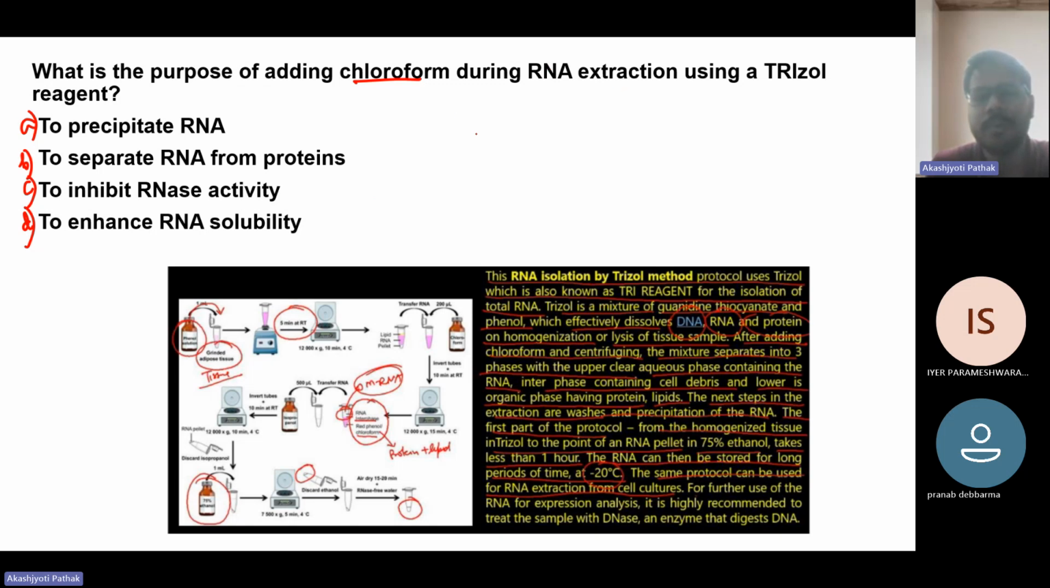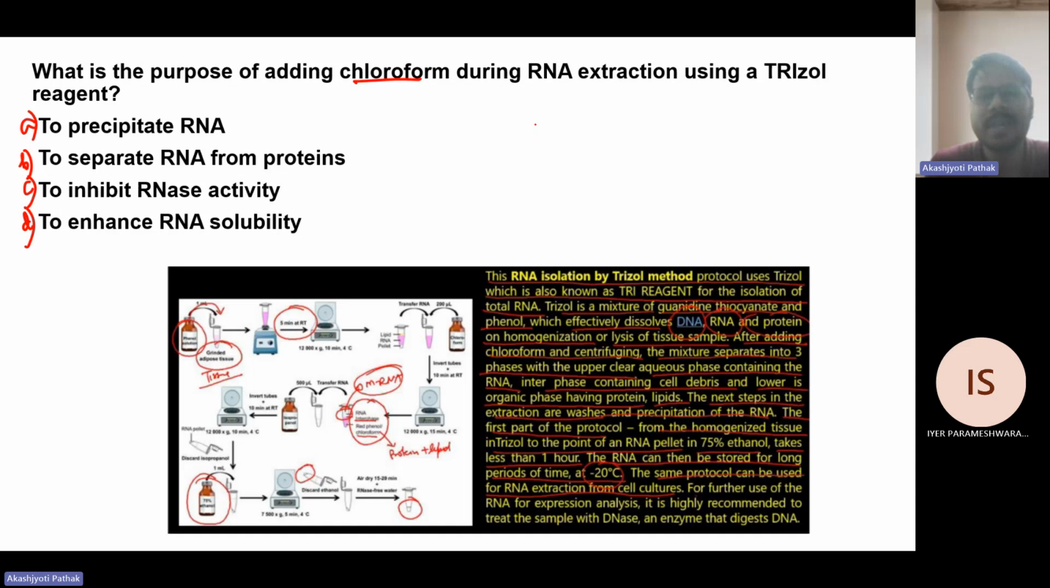Now, when you add chloroform to the lysate, what happens? There is a phase separation. You will get an aqueous phase and an organic phase. The aqueous phase will have the RNA, and the organic phase will have mostly the proteins. In the middle you have the cell debris. So the aqueous phase will have RNA, the phase between the aqueous and the organic phase will have the cell debris, and the organic phase will have the protein.